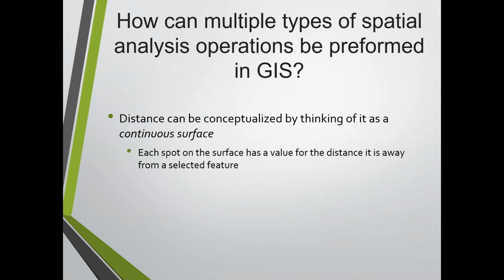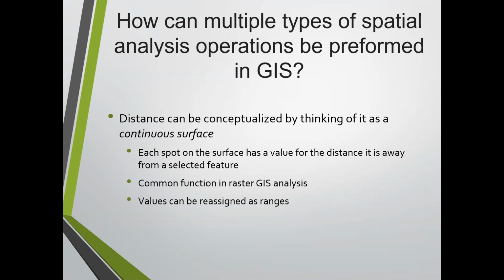Again, the best way of conceptualizing it is a continuous surface, not like a hill, but like the inverse of that, like a hole, coming out. Each spot on that surface is going to be a certain value away, and that distance value is what you're getting from the selected feature. The selected feature could be a point, it could be a polygon, it could be something big. It just depends on what that feature is. So this is a common function in raster GIS analysis as well.